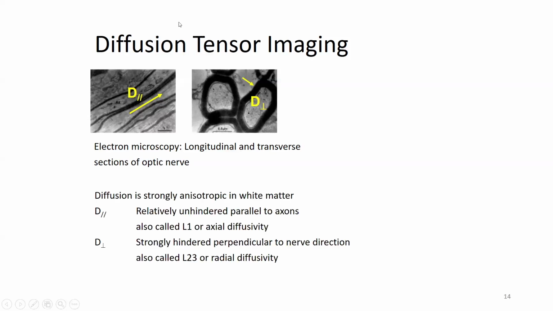So this diffusion, again, we call it anisotropic in things like white matter. We have the axons and the myelin, and the parallel or the axial diffusivity is relatively unhindered parallel to the axons.